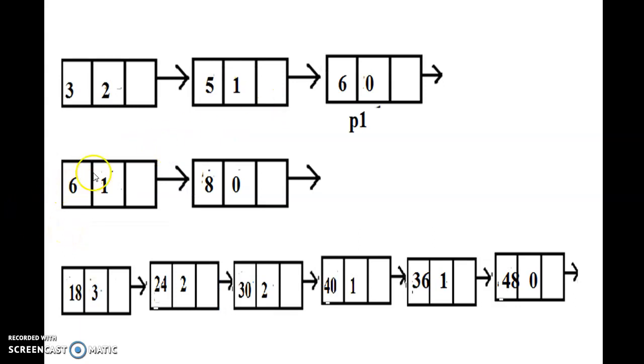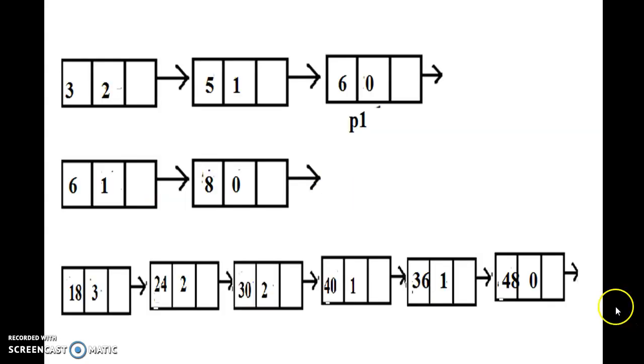So 6 into 6 is 36, 0 plus 1 is 1. That means 36x. And 6 into 8 is 48, 0 plus 0 is 0. That means P2 will be changing from the first term to the last term, and these are the two new terms that are added to this particular polynomial called the third polynomial. So this is the resultant that we are getting after the first phase, that is, multiplication of the terms of the first polynomial with the terms of the second polynomial.